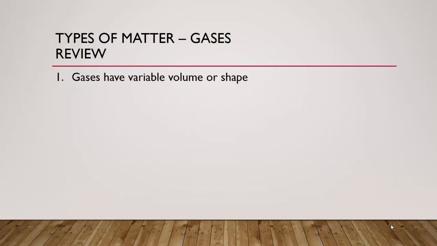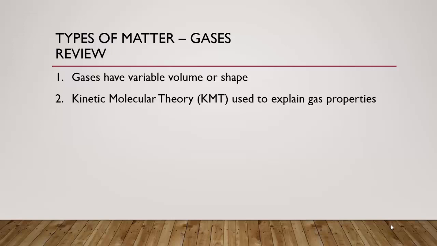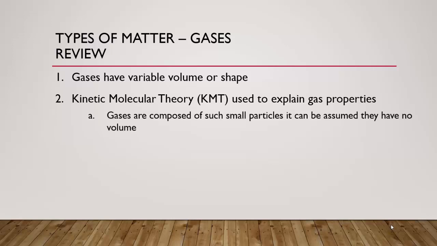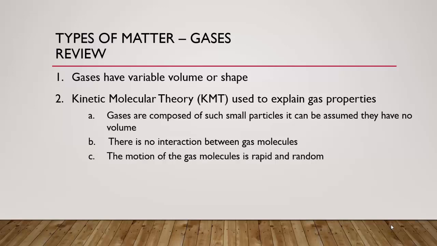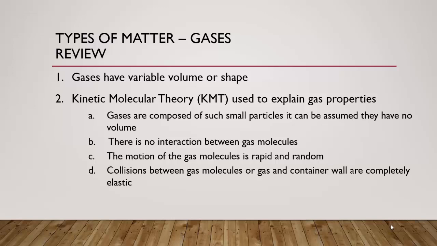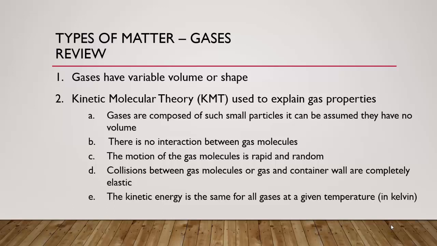So to review, gases have a variable volume and shape. We can use the kinetic molecular theory to explain gas properties. And there are 6 assumptions: that gases are so small they have no volume. There's no interaction between the gas molecules. They ignore each other. The gas molecules move rapidly and randomly and will move in a straight line until they hit something and then they switch direction. Those collisions are completely elastic. No energy is lost. The kinetic energy is the same for all gases at a given temperature in Kelvin.